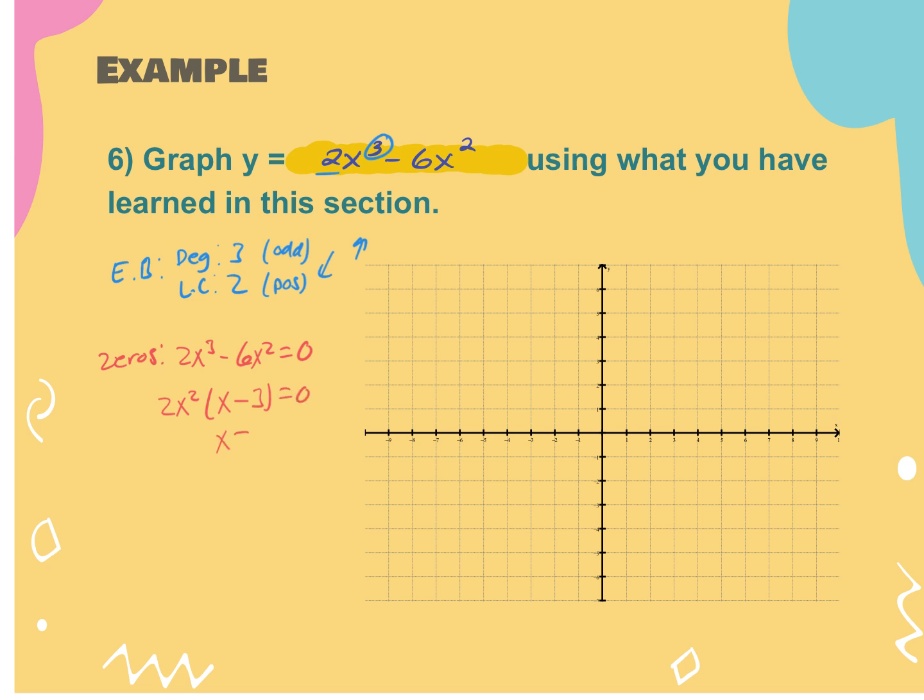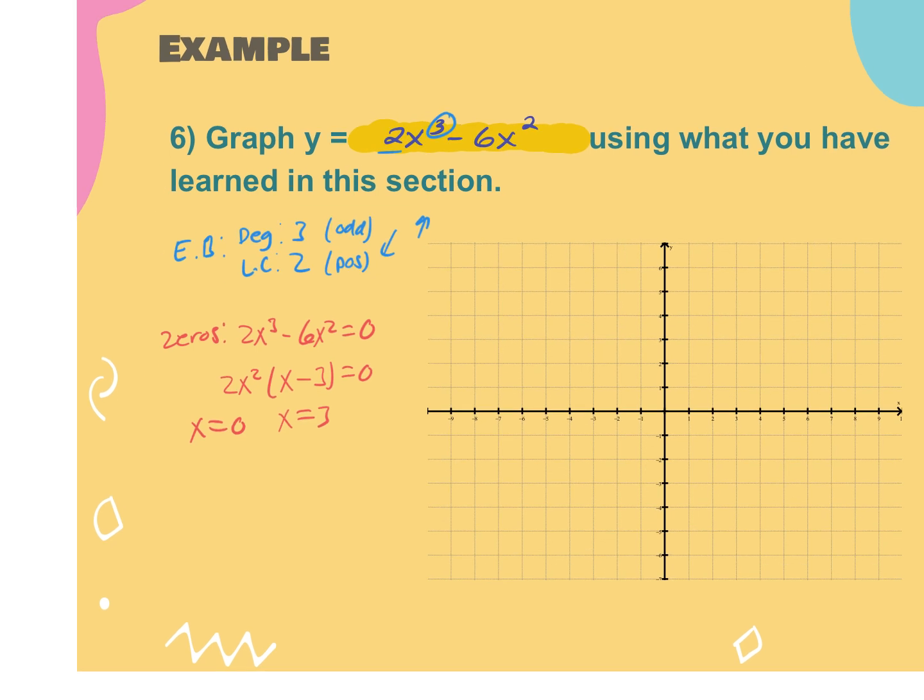And then we get x equals 3. And here we get x equals 0, because you can set 2x squared equal to 0. Divide by 2, and then you get x squared equals 0. Now this just means x equals 0, but twice. So in terms of multiplicity, this is going to be twice. So this is a multiplicity of 2. And x equals 3 shows up only once, so this is going to have a multiplicity of 1.